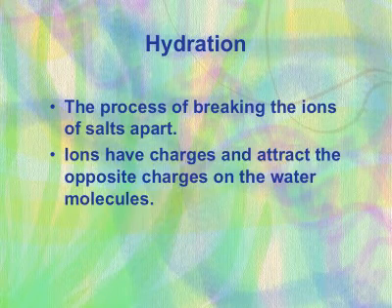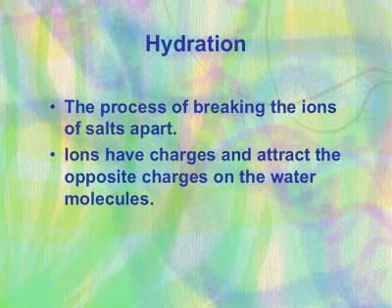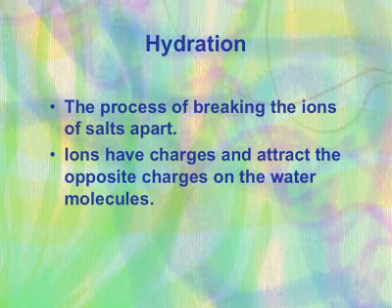Ions have charges that attract the opposite charges of the water molecules. So I just showed you what a water molecule looks like. So the positive sodium is going to be attracted to the negative oxygen. The negative chlorine is going to be attracted to the positive hydrogen. So they will just continue to arrange themselves so that they will be trying to make themselves neutral.